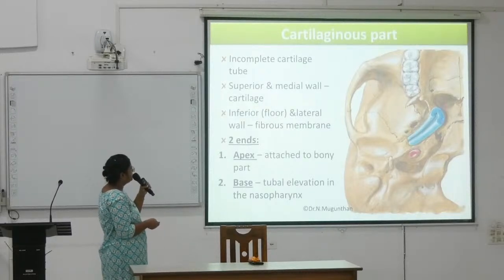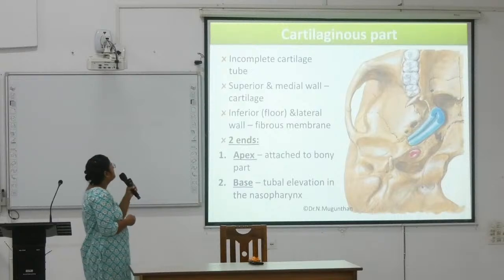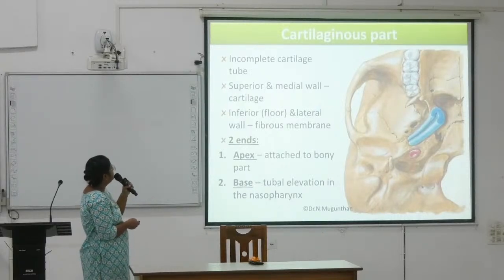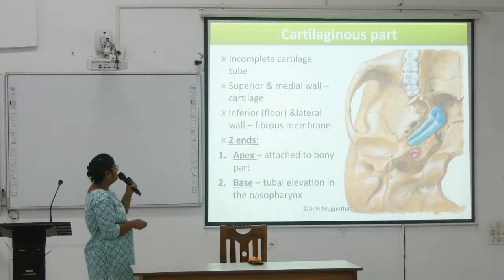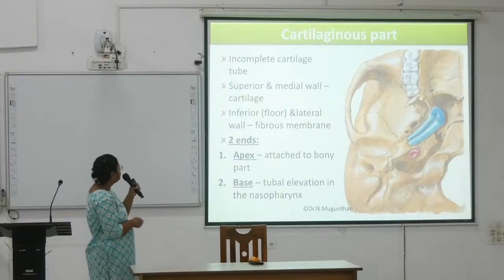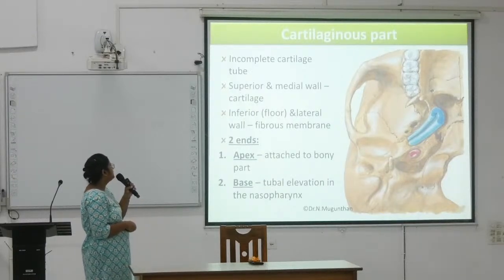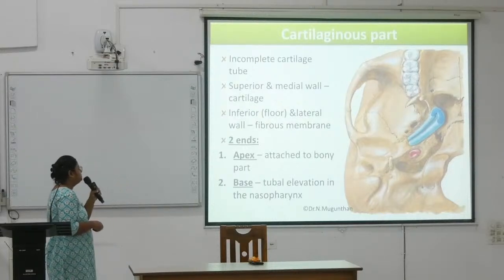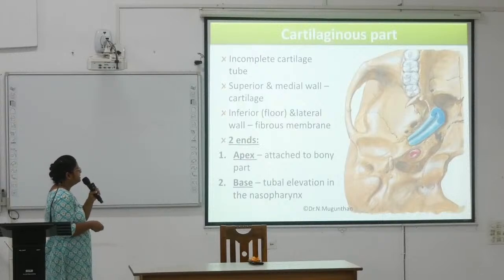This is the cartilaginous part, an incomplete cartilaginous tube. Cartilage forms the superior and medial wall, and a fibrous membrane bridges between these two ends, forming the inferior wall or floor and the lateral wall. It has two ends: the apex is attached to the bony part, and the base forms the tubal elevation in the nasopharynx.